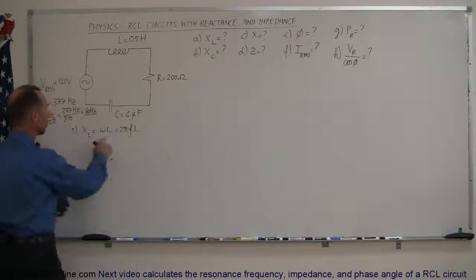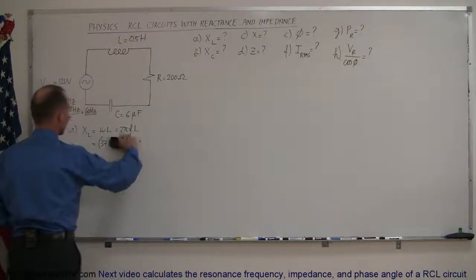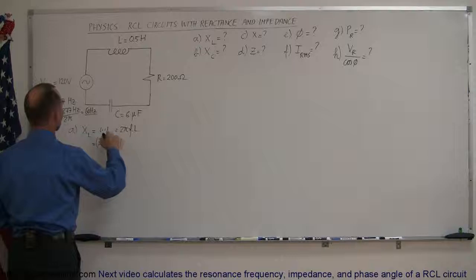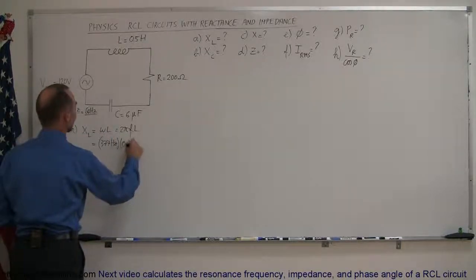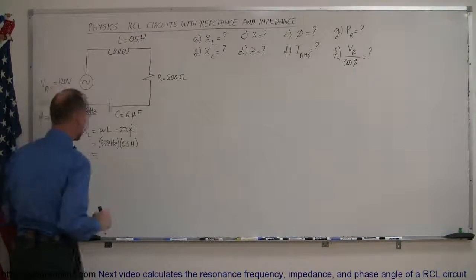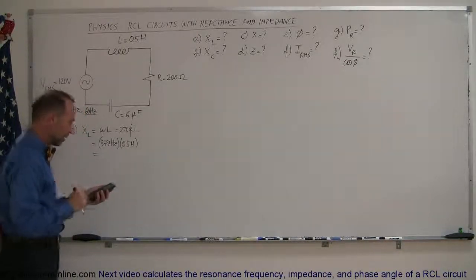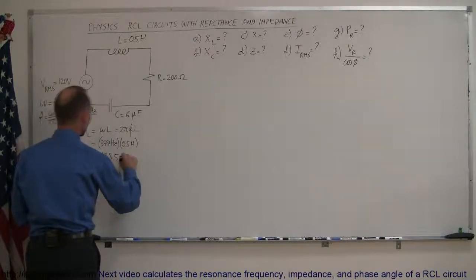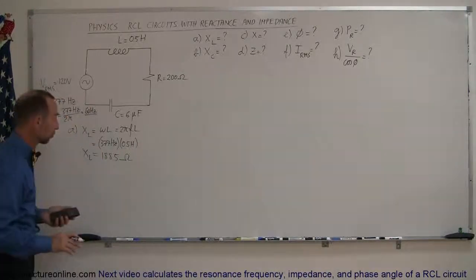All right, so let's use omega times L. So this is equal to 377 times, let me write the units in. It's always a good idea. So that would be hertz times the inductor value, which is 0.5 henries. And it turns out, when you calculate that, 377 times 0.5, we get 188.5, and that would be ohms. The reactance is just like the resistance, the units are ohms.